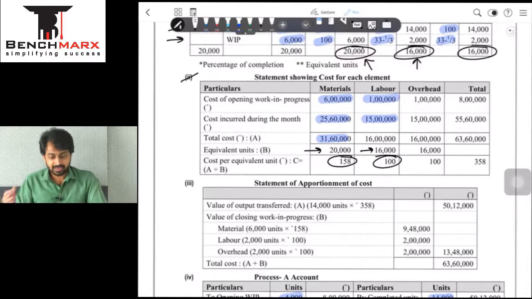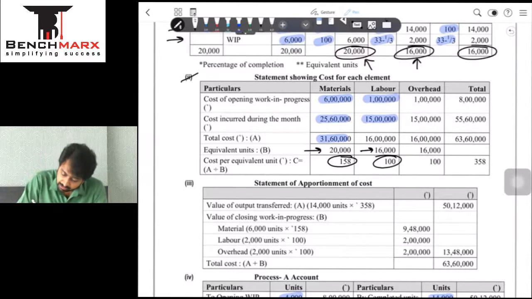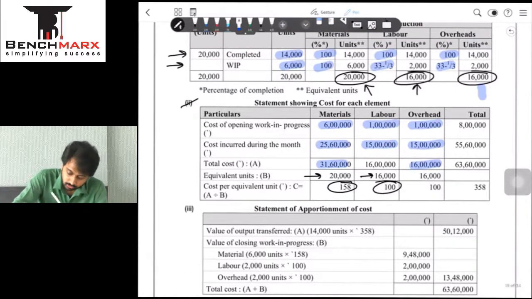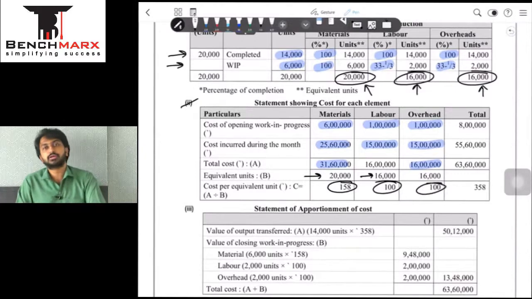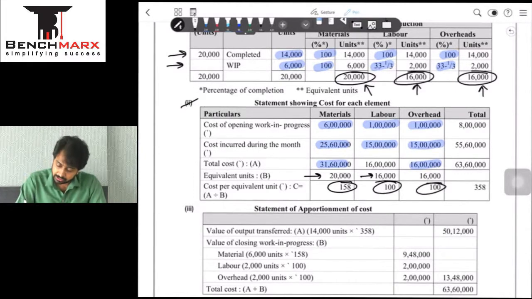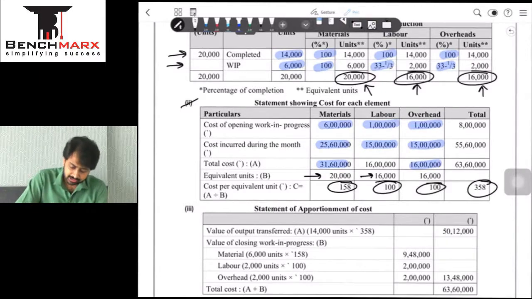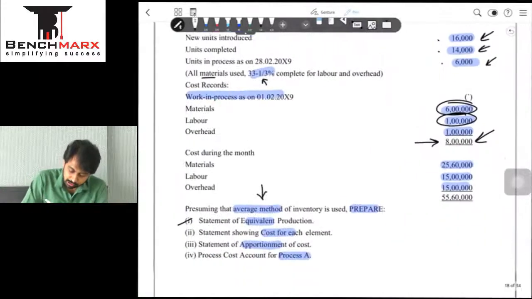Once I divide total cost upon the equivalent output, I'll get the DL content as well, and exactly the same thing I'll do for overheads. 1 lakh is coming from opening WIP overheads content. 15 lakh is coming from the ledger, total is 16, and this I will also divide with my equivalent output of 16 coming from here, and I will get the cost of overheads per unit as well. सबका addition करने के बाद I'll get the cost of one complete unit. That marks the end of part 2 as well.